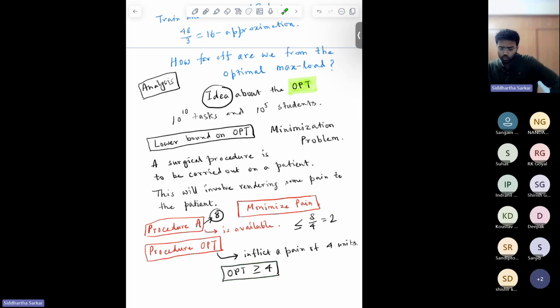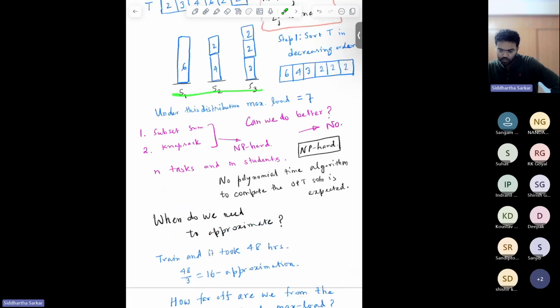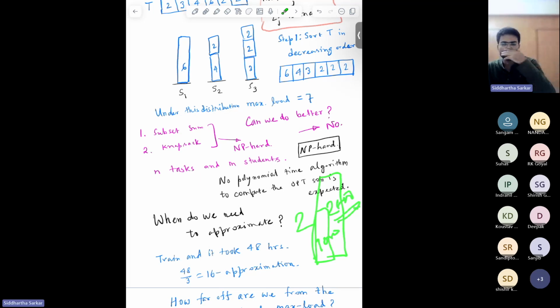So we have to compute a lower bound on OPT. That is the idea Indranil is talking about. Then we will be able to argue that this algorithm suggested by Suhas, where step 1 is sort in decreasing order and step 2 is welfare maximization, is at most some factor, let's say 2, away from the optimum. That means if the max load turns out to be 1000, then this algorithm will give at most 2000 load, not more than that. We should be able to claim that mathematically.